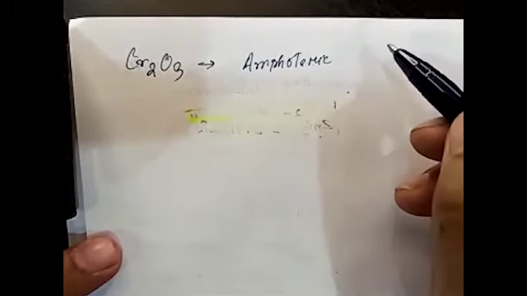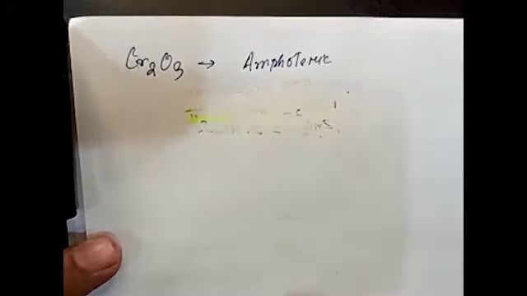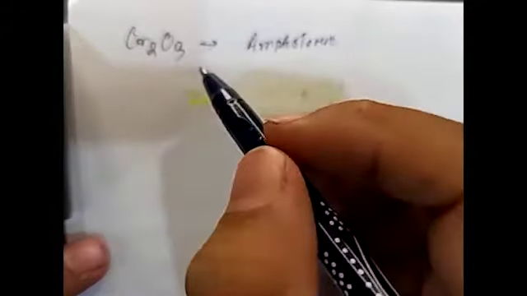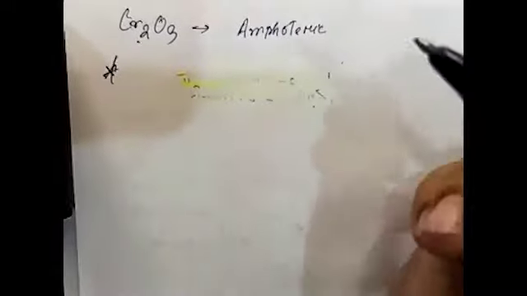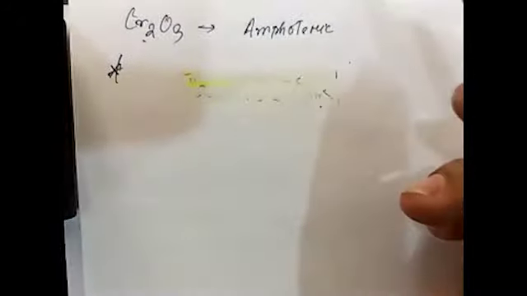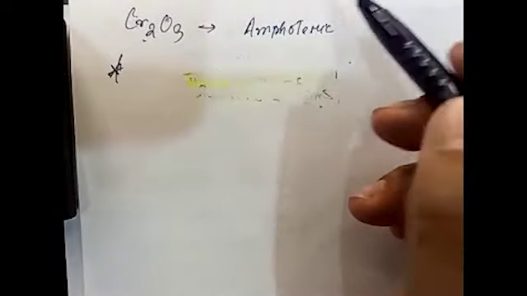Amphoteric in nature. Why is it amphoteric? Mostly metal oxides are basic, but when the oxidation number is pretty high, it turns a little bit amphoteric in nature.